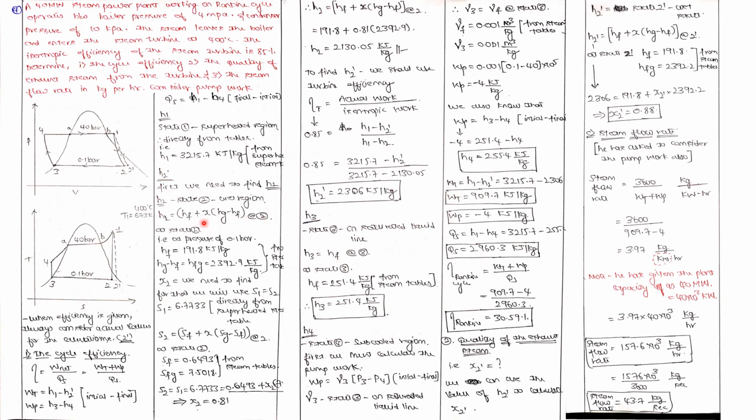State 2 is here. What is the pressure? So 0.1 bar. At 0.1 bar, what is the value of HF? You note it down. At 0.1 bar, what is the value of HFG? You just note it down. And X2 we need to find out. We don't know the value of X2.